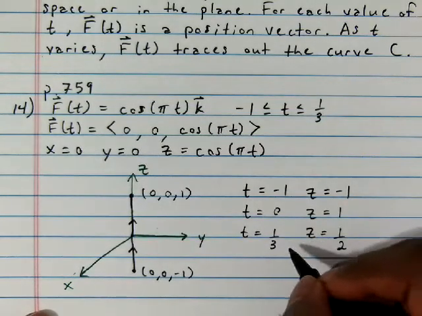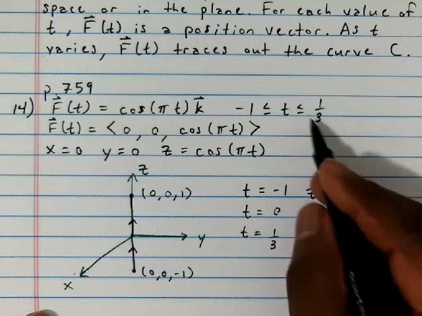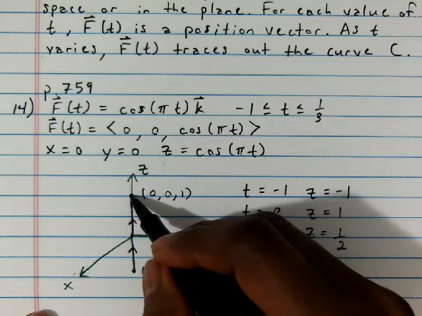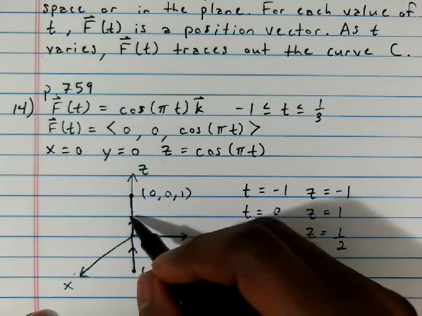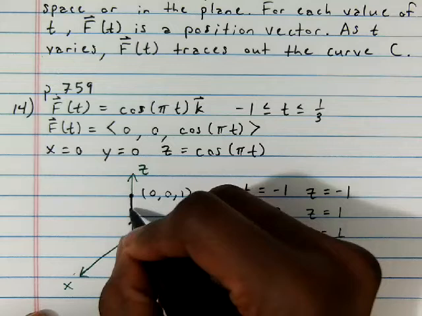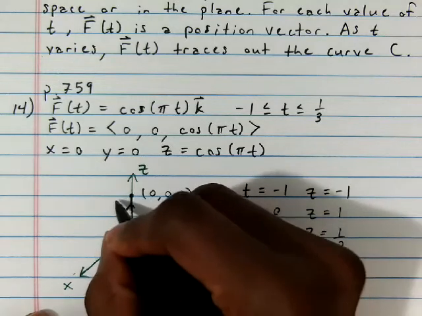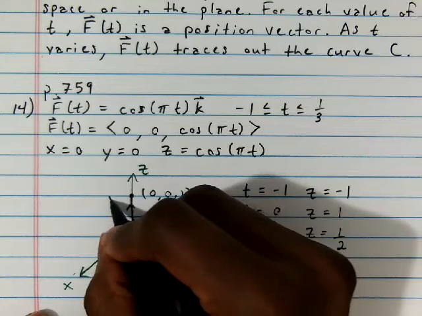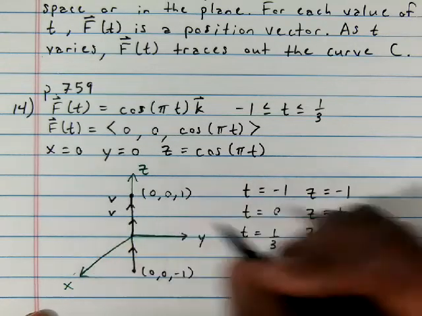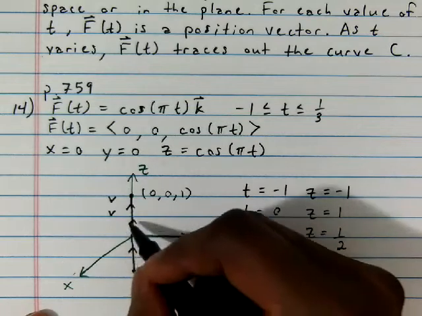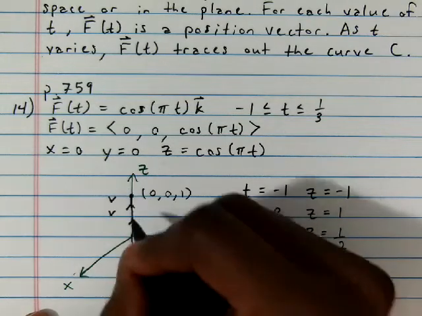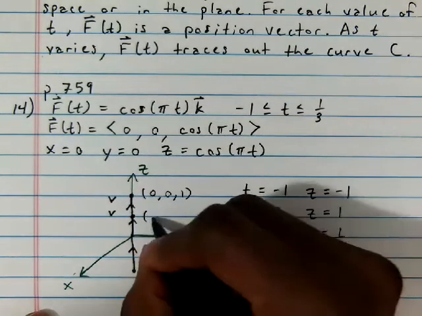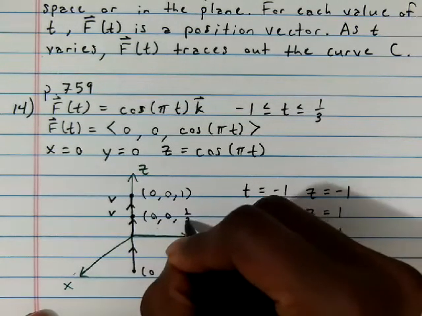Then at t equals 1/3, so at the very end, z will be at 1/2. So I've gone up all the way to 1, but now my z is going to be at 1/2. So it's going to come back down to here. After it moves all the way up to the top, it's going to come back down. And in order to try not to confuse things, I'm going to put my other arrows kind of off of the line itself. So it's going to go up, it's going to come back down, and it's going to stop at the point 0, 0, 1/2.